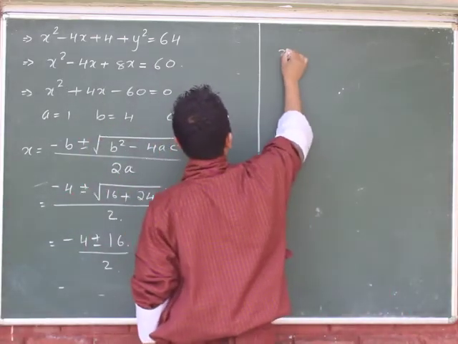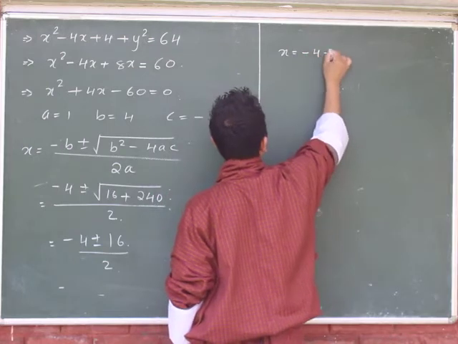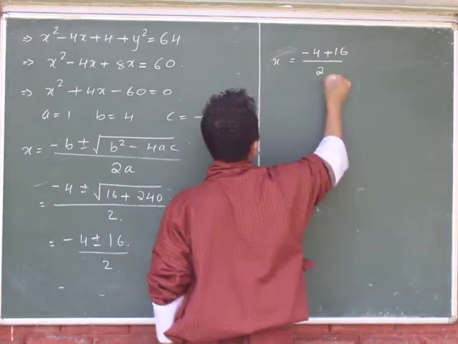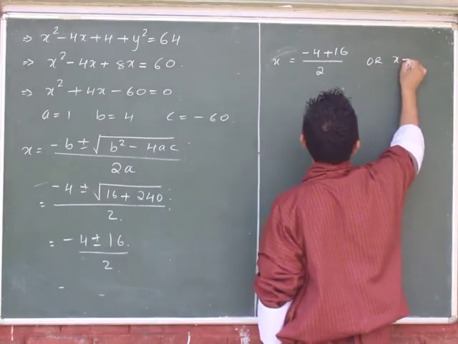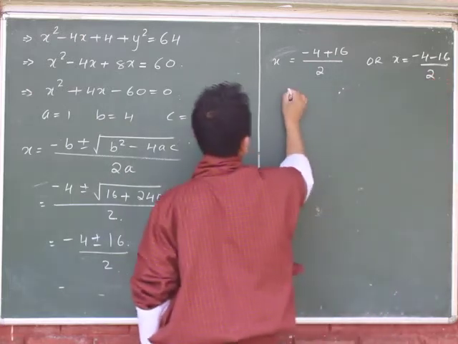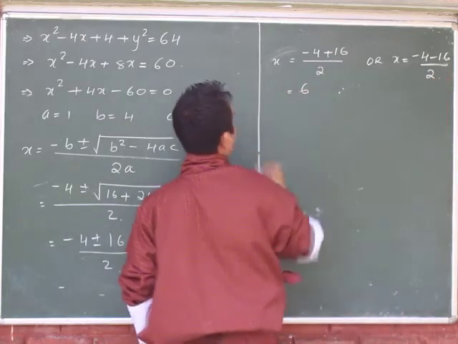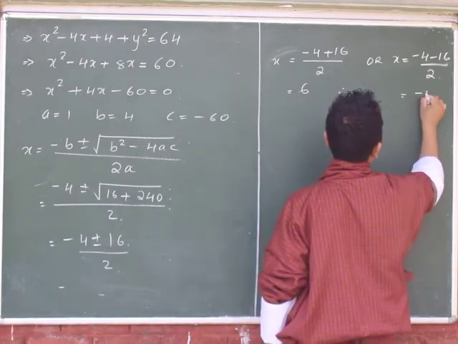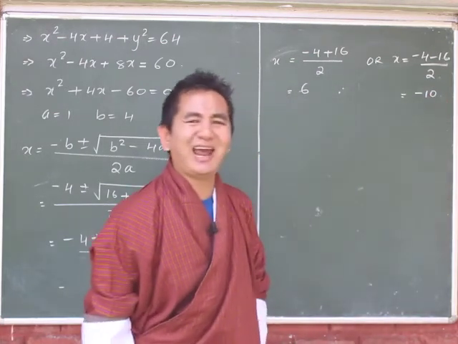x is equal to negative 4 plus 16 divided by 2, and x is equal to negative 4 minus 16 divided by 2. The first is 16 minus 4, which is 12, divided by 2, equal to 6. The other is negative 4 minus 16, negative 20, divided by 2, equal to negative 10. These are the x coordinates.